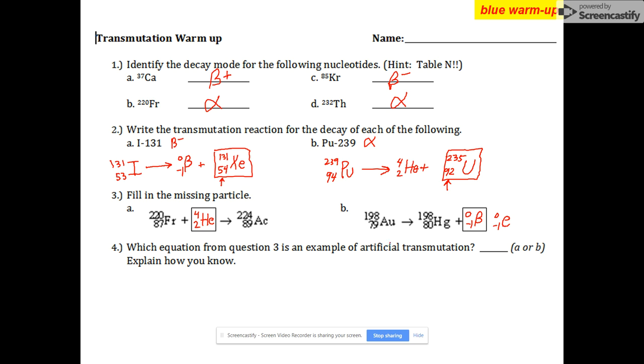Okay, which one of these is artificial transmutation? In artificial transmutation, humans slam two particles together. So A is artificial transmutation. Why? How do we know? Because there are two reactants. You take some sort of stable particle and slam another particle into it. That's how humans do artificial transmutation. Natural transmutation happens naturally to unstable isotopes, and there would just be one reactant in natural transmutation.